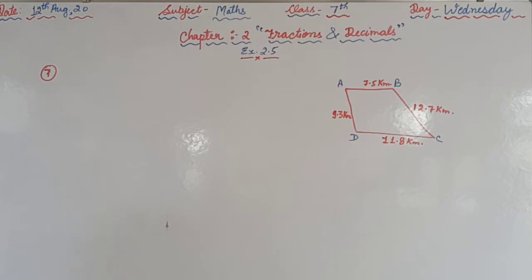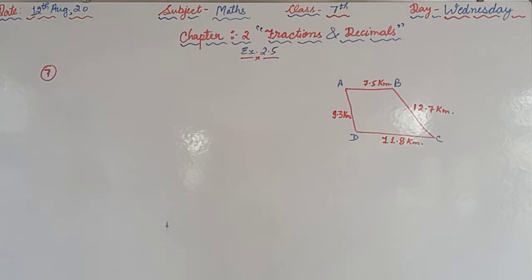Dinesh went from place A to B and from there to place C, and Ayub went from A to place D and from there to place C. So who travelled more and by how much?